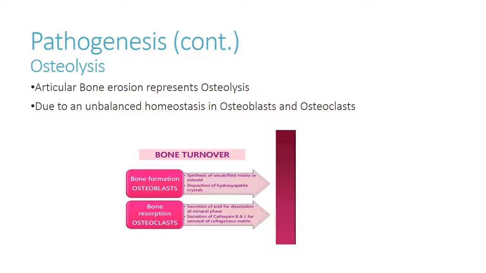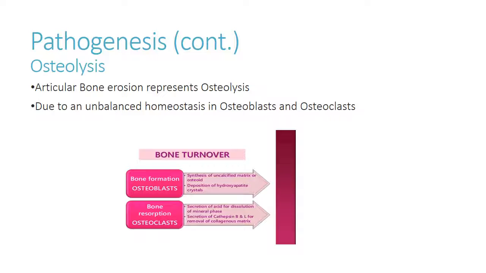Articular bone erosion represents osteolysis due to an unbalanced homeostasis in osteoblasts and osteoclasts. Specific to rheumatoid arthritis joint destruction, the fibroblasts develop the appearance of transformed cells under the influence of pro-oncogenes during cell cycle. Adhesion molecules facilitate the migration of the transformed cells to the joint as well as the attachment of the synovium to the bone.